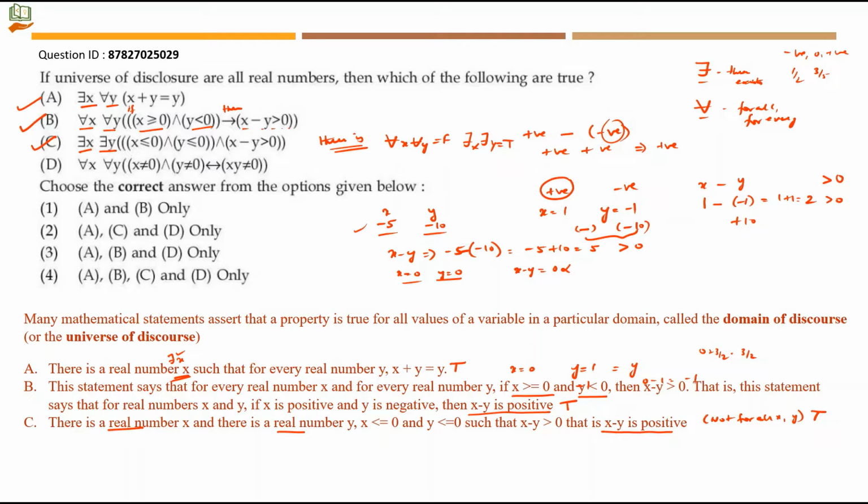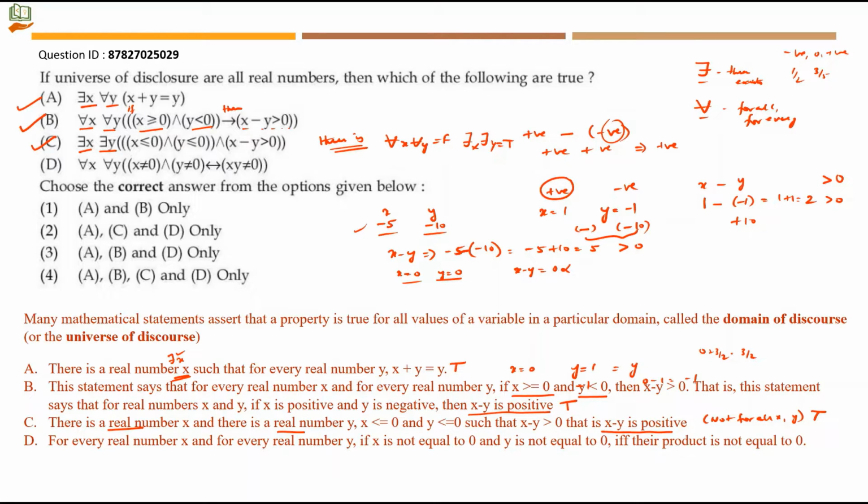Now let's translate the D expression for all X and for all Y. So here for every real number X and for every real number Y, if X is not equal to 0 and Y is not equal to 0, it can be of any number but not 0. If and only if. So the implies operator will be translated as if and only if their product is not equal to 0. So when I say X is not equal to 0, it means just take X is equal to 1. And when they say Y is not equal to 0, it is also equal to 1. If and only if X into Y not equal to 0. This will give X into Y as 1.